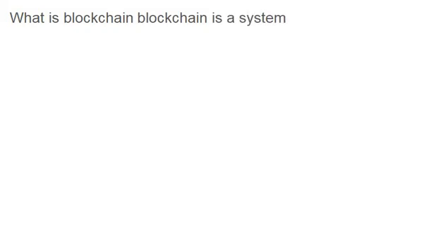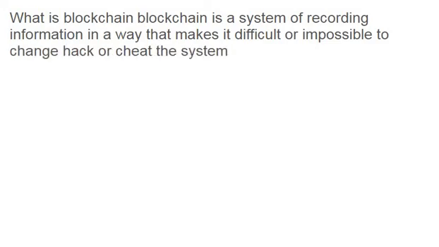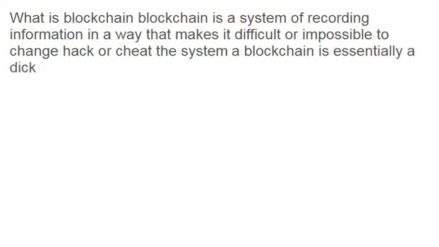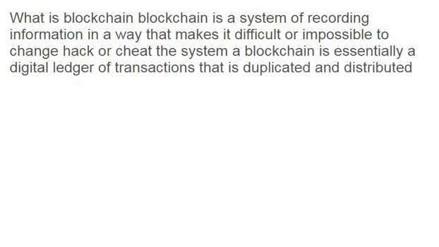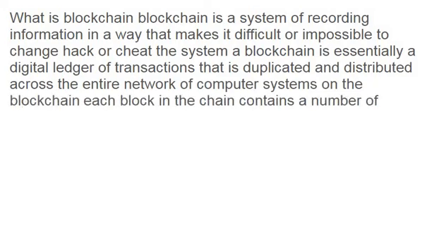What is blockchain? Blockchain is a system of recording information in a way that makes it difficult or impossible to change, hack, or cheat the system. A blockchain is essentially a digital ledger of transactions that is duplicated and distributed across the entire network of computer systems on the blockchain. Each block in the chain contains a number of transactions.